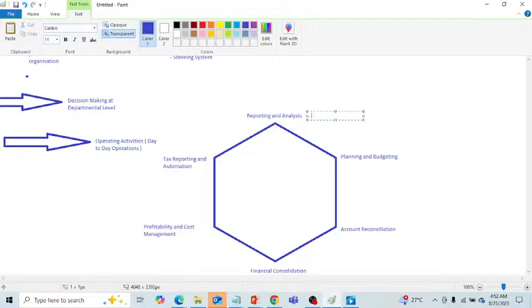Let me write it first. Web Studio reporting and freeform planning and reporting. These are the two beautiful products that we have under reporting and analysis.